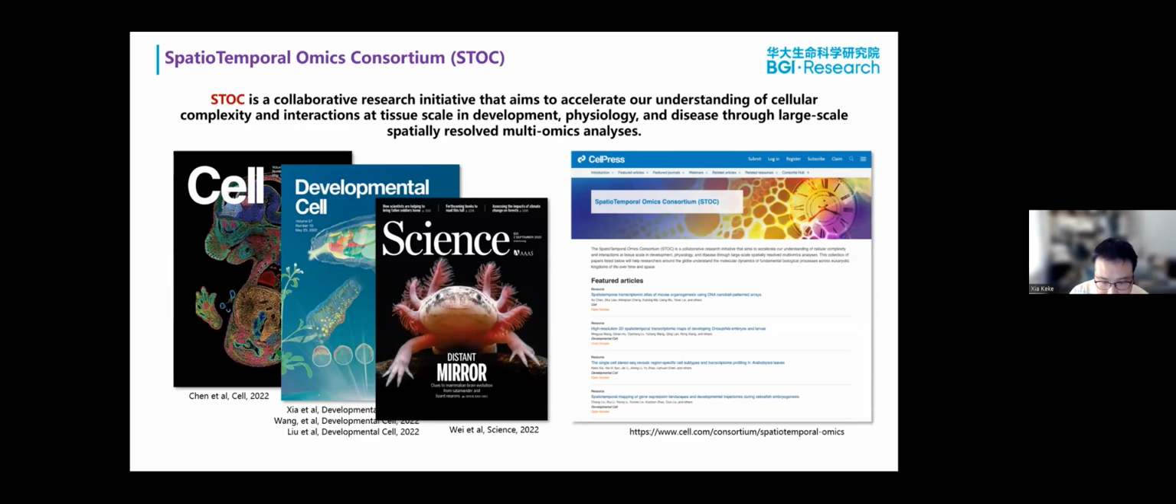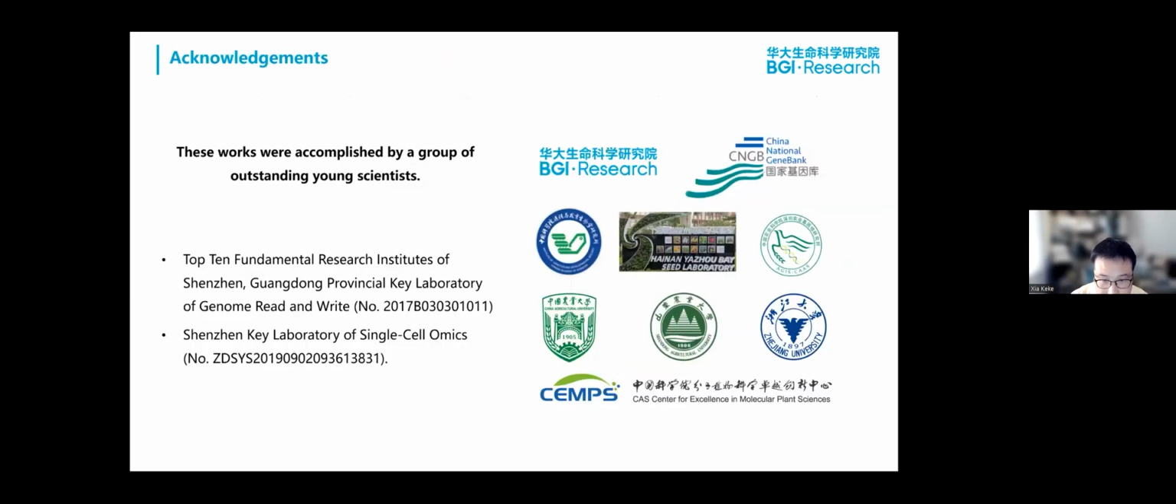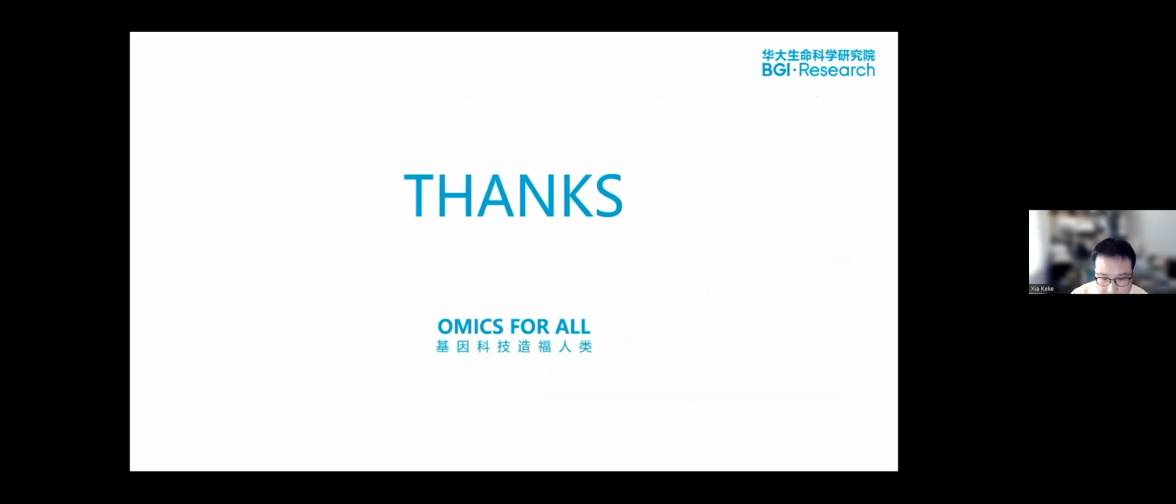To further promote the development of spatial-temporal omics, STOC has been founded. STOC is an open, collaborative research initiative, and you are welcome to join the STOC community. This work was accomplished by a group of outstanding young scientists, and many excellent partners have also participated in the ongoing research. That's my presentation. Thanks, and welcome to join the STOC community.